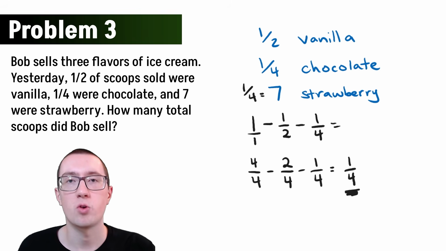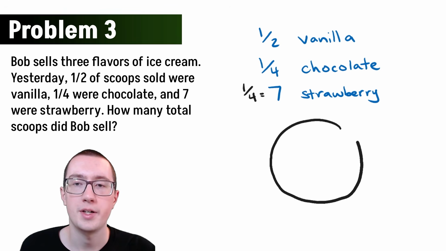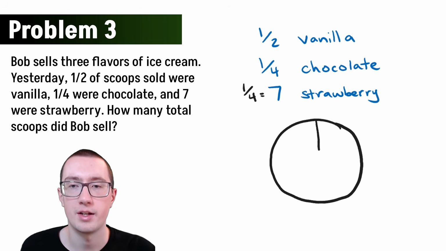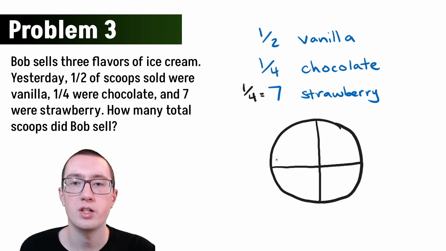So I think this will make more sense if we think about it visually. So here are all the scoops sold, right? This is the total sales for the day. And because this is in fourths, let's go ahead and divide it into fourths. Now here are the strawberry sales, right? And 7 scoops were sold, and they make up a quarter of the total sales.